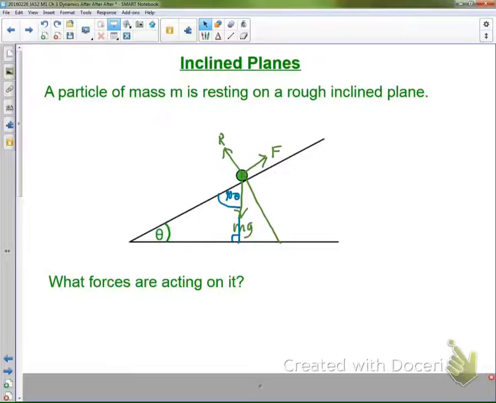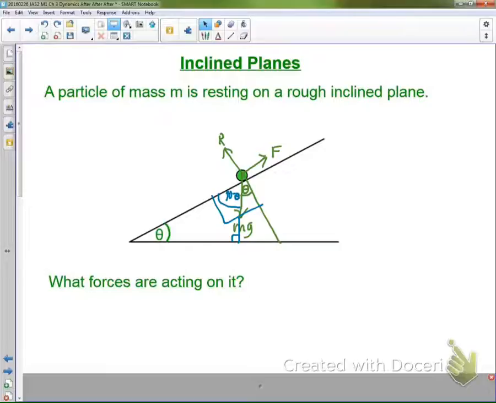We also know that this very large angle is a right angle. So in order to find this angle that we actually want, we subtract 90 minus theta from 90 degrees. So in fact, we are just left with theta. Now you won't need to derive this every time you do an inclined plane problem, but you need to be aware that that's the angle that we're dealing with.